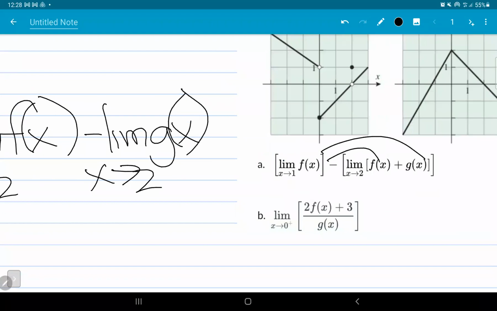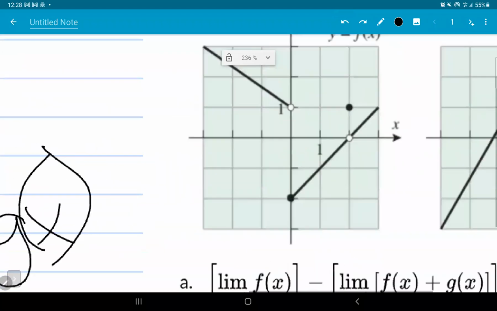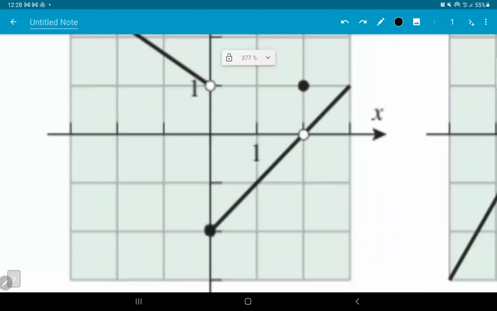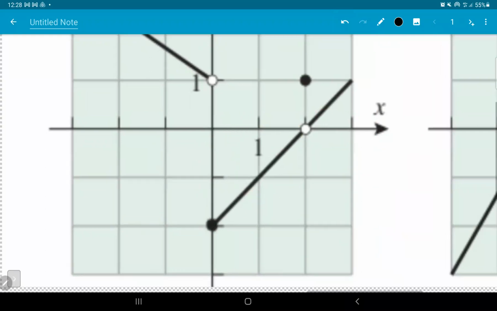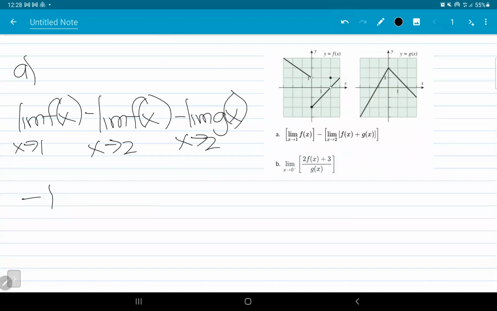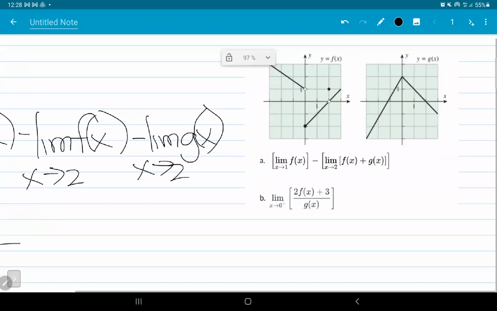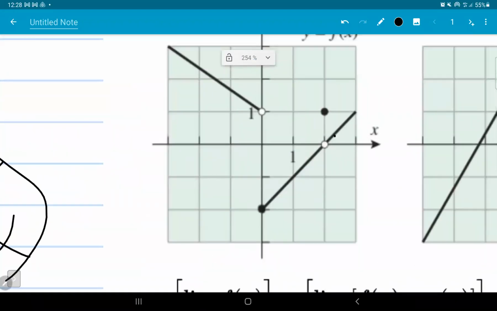So I was saying, you distribute. Then you look at the graph for as x approaches 1, so you see that your y value will approach this negative. Then again, for f of x as x approaches 2, it's not this, but the hollow. So it's 0.